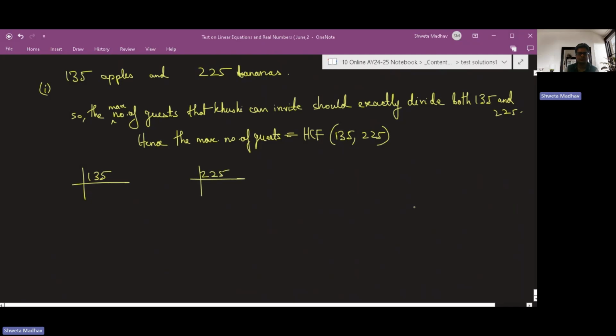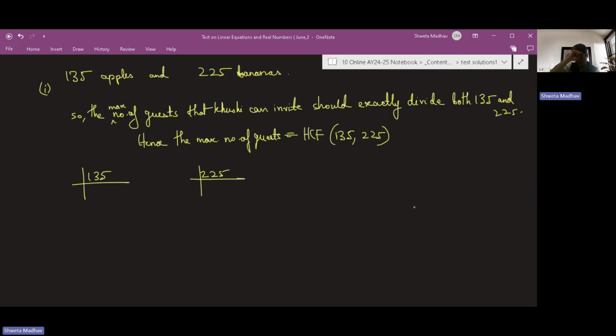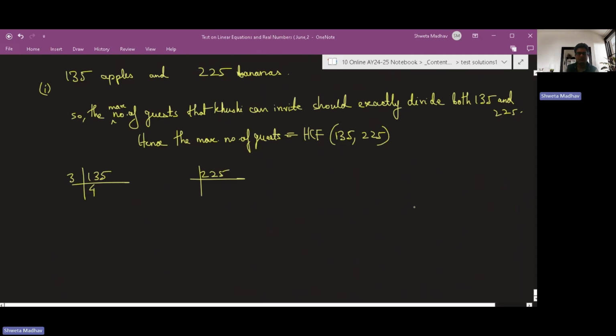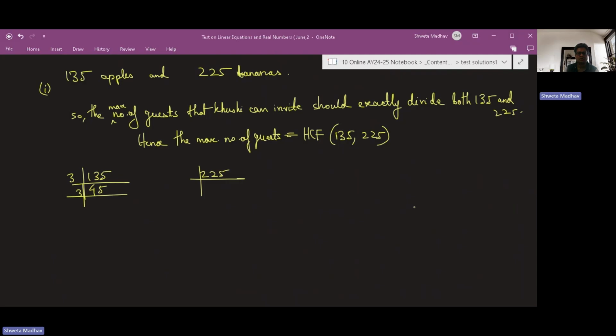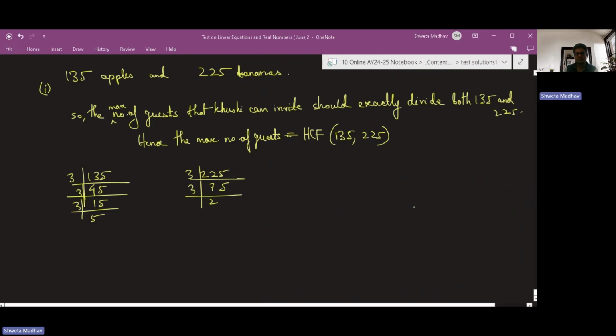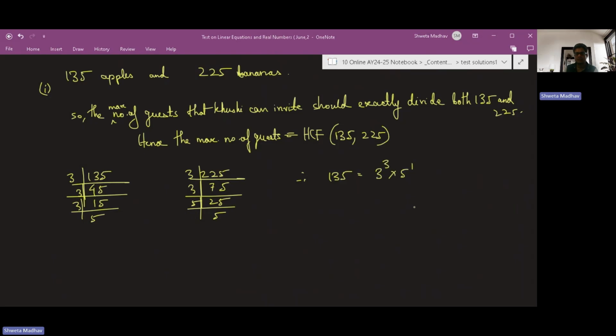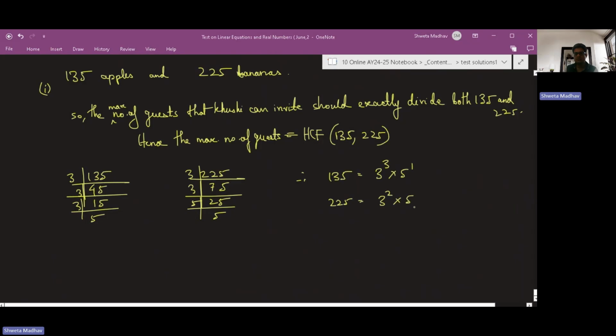So 135, we will go with 3, since it is divisible by 3, as 1 plus 3 plus 5 is 9, which is divisible by 3. 3 fives are 15. 225 is also divisible by 3, since 2 plus 2 plus 5 is 9. So 135 is 3 power 3 into 5 power 1, and 225 is 3 power 2 into 5 power 2.